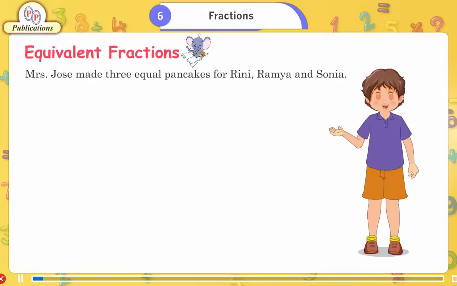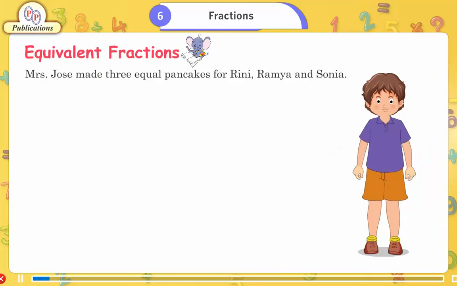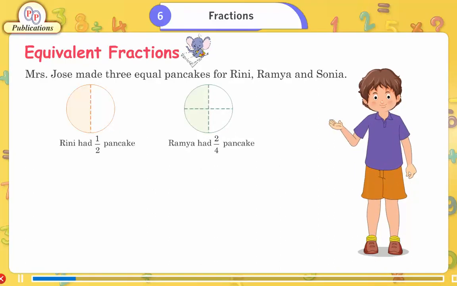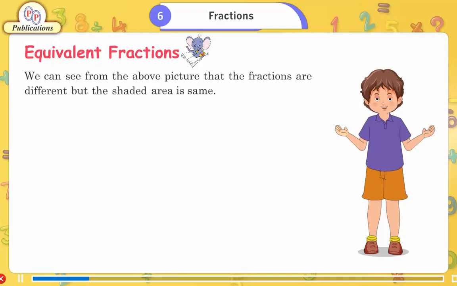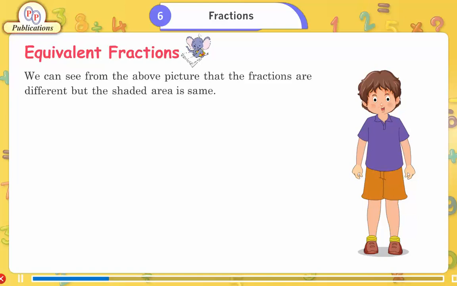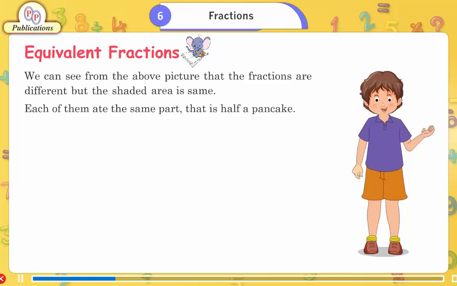Equivalent fractions. Mrs. Jose made three equal pancakes for Rini, Ramya and Sonia. Rini had 1/2 pancake, Ramya had 2/4 pancake, Sonia had 4/8 pancake. We can see from the above picture that the fractions are different but the shaded area is the same. Each of them ate the same part, that is half a pancake.